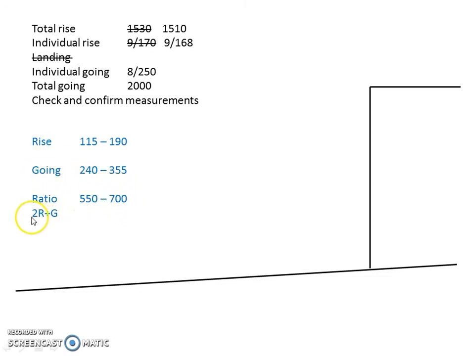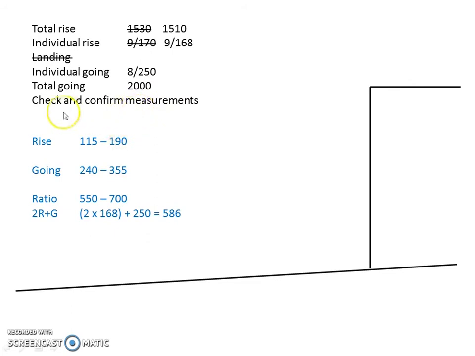So if we use this formula, twice the rise plus the going, that's got to end up in between 550 and 700. So I'm going to take 168 times 2, and then I'll add 250 to that answer. So 2 times 168 plus 250, that gives me 586. And that is in between there. So my stairs are going to be legal, and that's good. So that's all my checking of measurements and confirming of measurements complete.